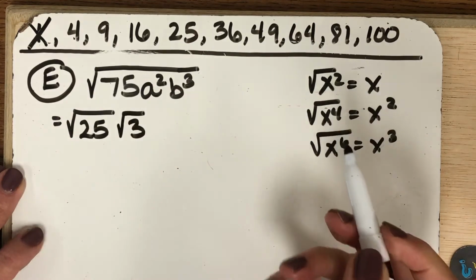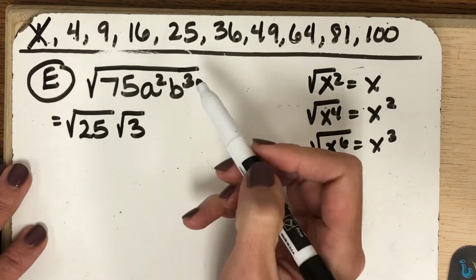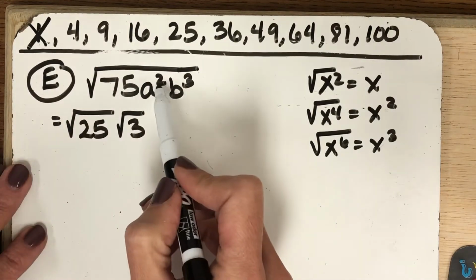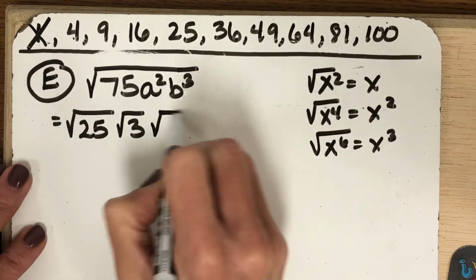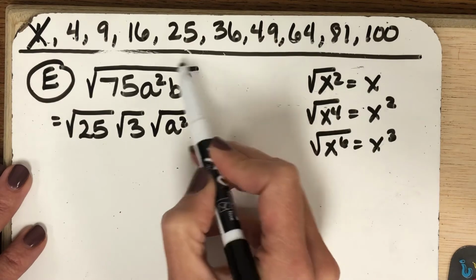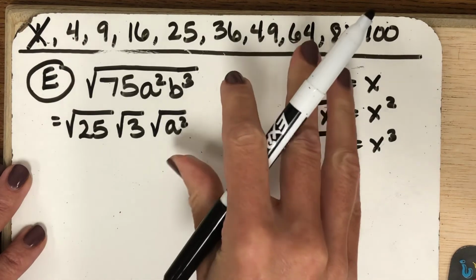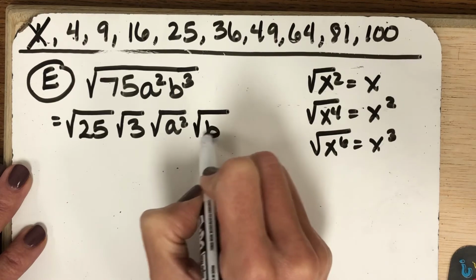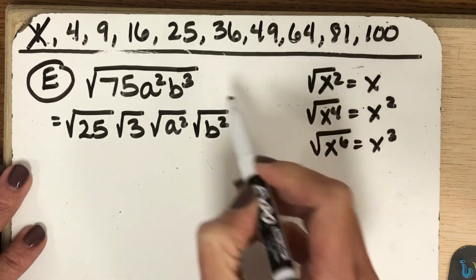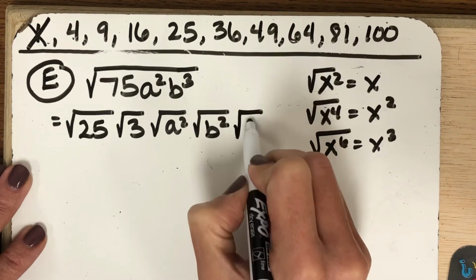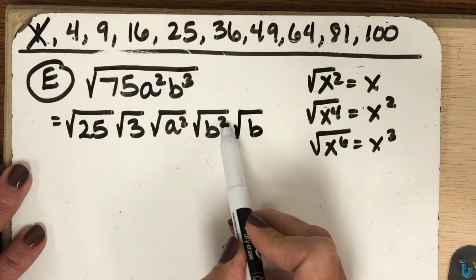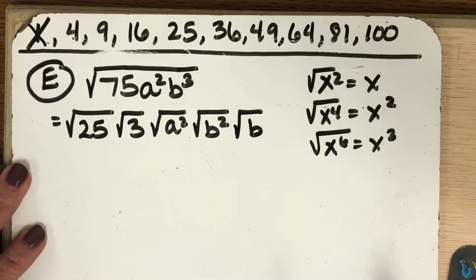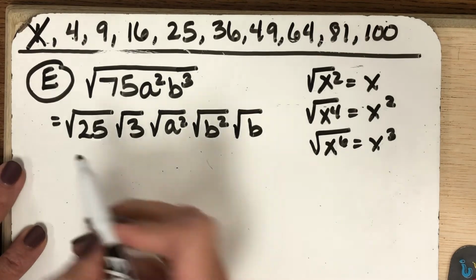25 times 3 is 75. Now I'm going to deal with my a squared. I'm going to try to factor out the biggest even value I can, which is just a squared. That's nice. I'm going to deal with my b's. I'm going to factor out the biggest even value that I can, and that's going to be b squared. And then my leftover amount is going to be b, because b squared times b to the first is b to the third. Now I'm going to simplify stuff.